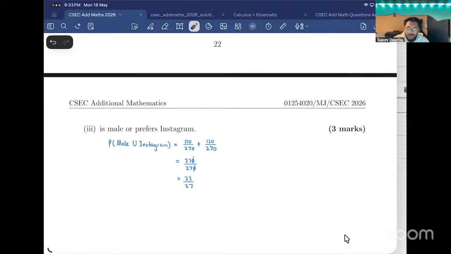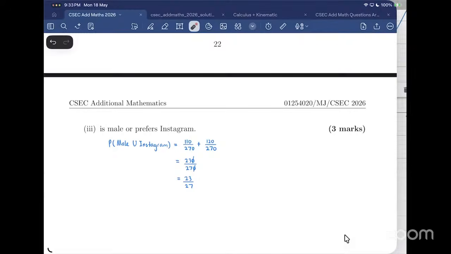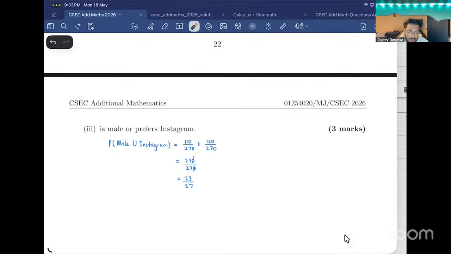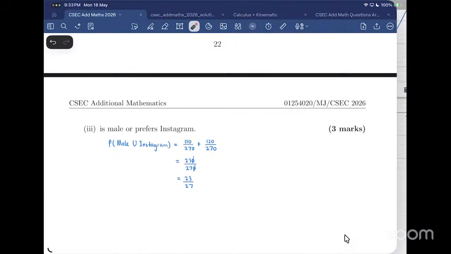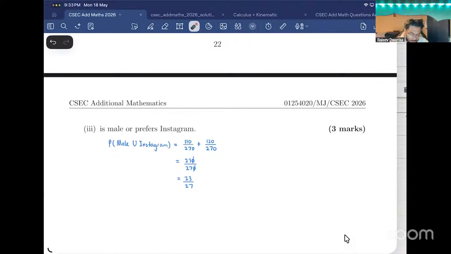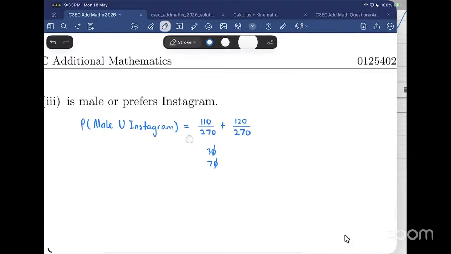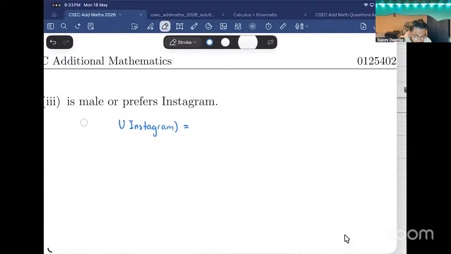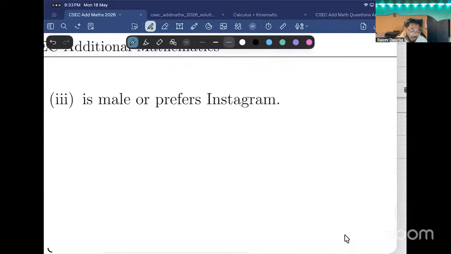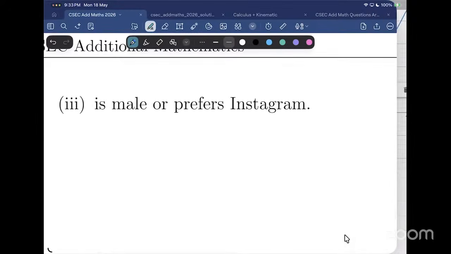So I feel like you'd have to use the formula for non-mutually exclusive events here, because I don't think this would be correct. You need to consider the intersection. You have to be careful here. This is not correct, it's not as simple. So you have to use the formula for non-mutually exclusive events. Let me explain what I mean.